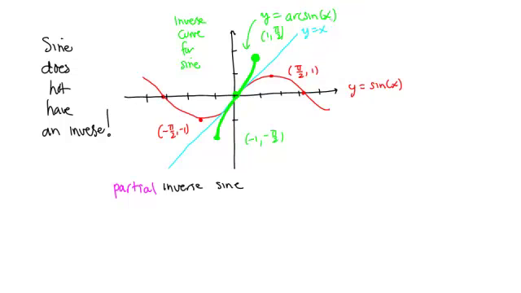Now it's worth pointing out that really what we did was take an inverse. We just didn't take the inverse of all of sine. What we did is we took the sine curve, but only the part that went between minus pi over 2 to pi over 2, and we took the inverse of that. So it really is a partial inverse to the sine function.